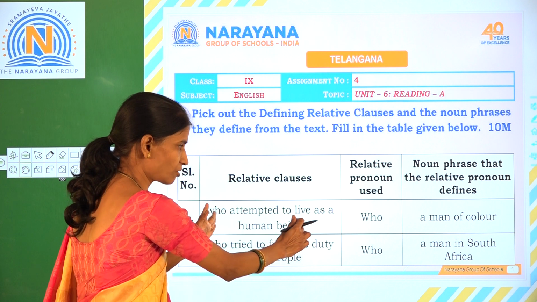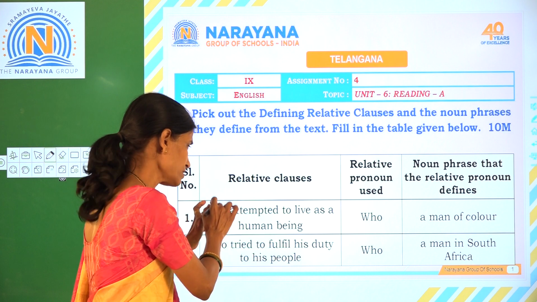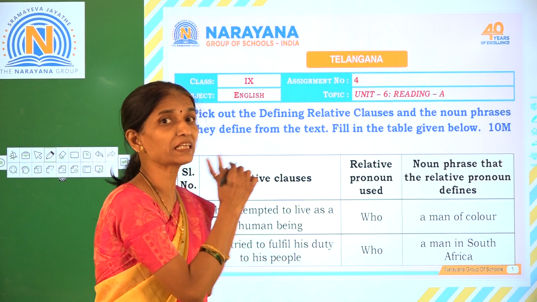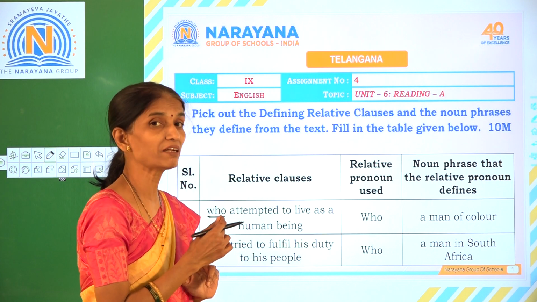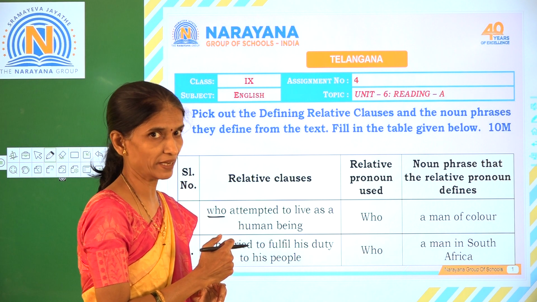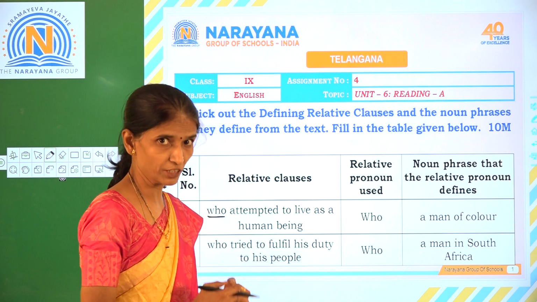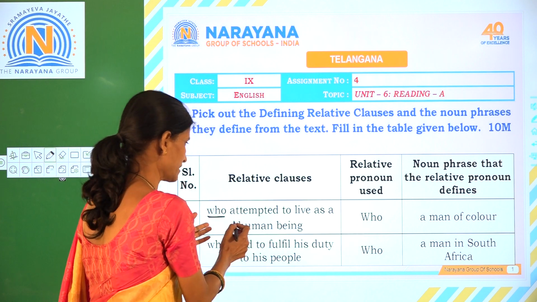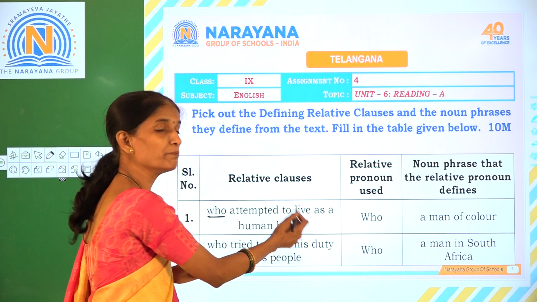Okay, so this is a clause. It contains a relative pronoun. So what is the relative pronoun used here, and to which subject is this relative pronoun referring? That we should identify. So pick the sentences from the lesson which have a relative pronoun, and then find what the relative pronoun is. For this example: who attempted to live as a human being?